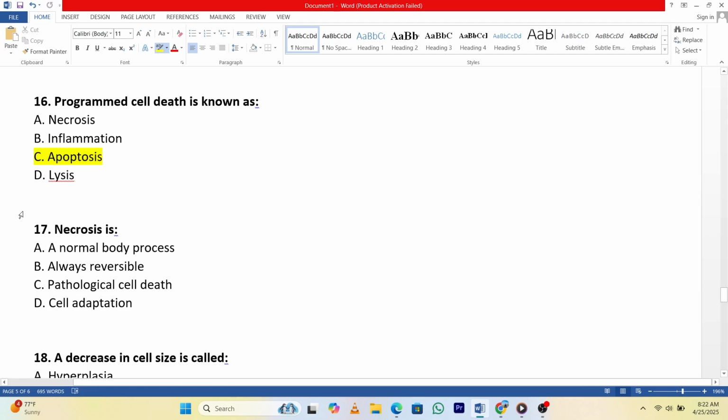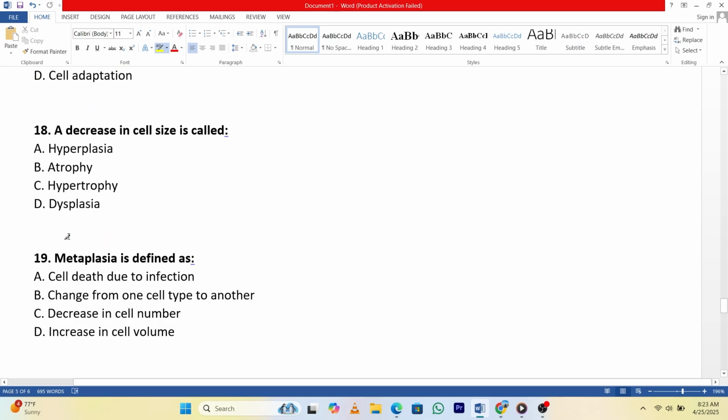17. Necrosis is A. A normal body process. B. Always reversible. C. Pathological cell death. D. Cell adaptation. Answer: C. 18. A decrease in cell size is called A. Hyperplasia. B. Atrophy. C. Hypertrophy. D. Dysplasia. Answer: B.